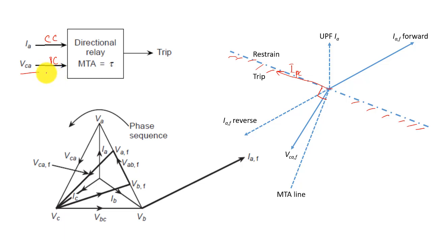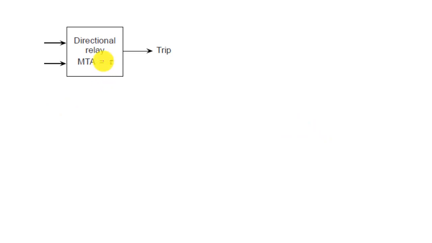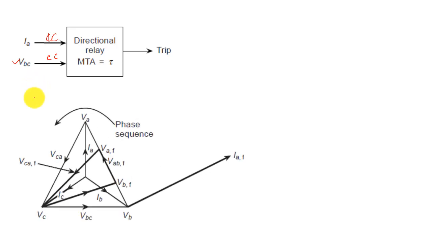So we have another option left, that option is VBC. Let us check with VBC whether it works or not. This is your MTA, the maximum torque angle. Now let us see the other option: IA will automatically be fed to the current coil, and to your pressure coil let us feed VBC, that is the voltage across B and C. From the phasor diagram, your VBC is here, in this direction.